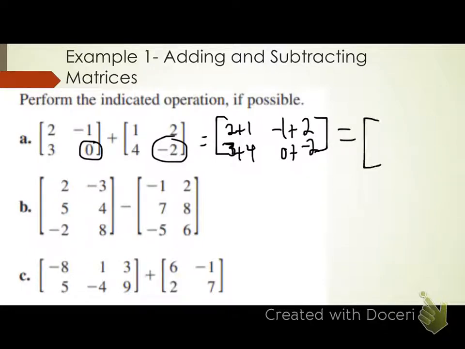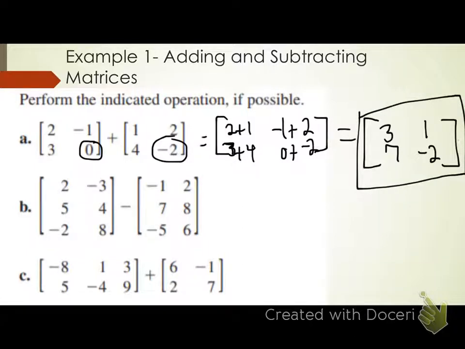So that gives me the new matrix 3, 1, 7, negative 2. That would be my new matrix after adding those two matrices. So like I said, pretty simple. You're just taking the corresponding elements from each matrix, adding them together, and putting them in that corresponding spot in the new matrix.